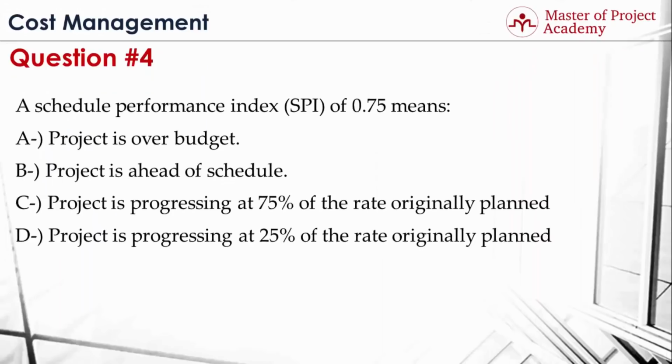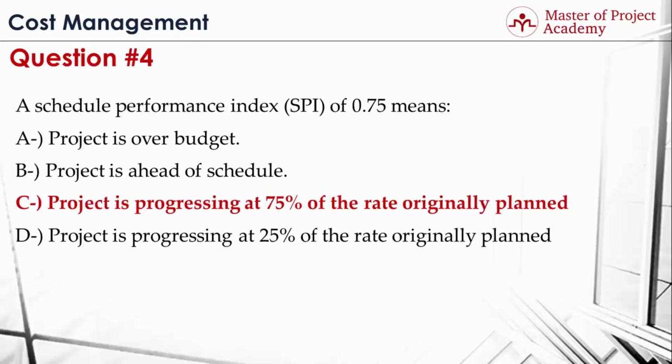Question 4. A Schedule Performance Index, or SPI, of 0.75 means A. Project is over budget. B. Project is ahead of schedule. C. Project is progressing at 75% of the rate originally planned. Or D. Project is progressing at 25% of the rate originally planned. The answer is C. Project is progressing at 75% of the rate originally planned.